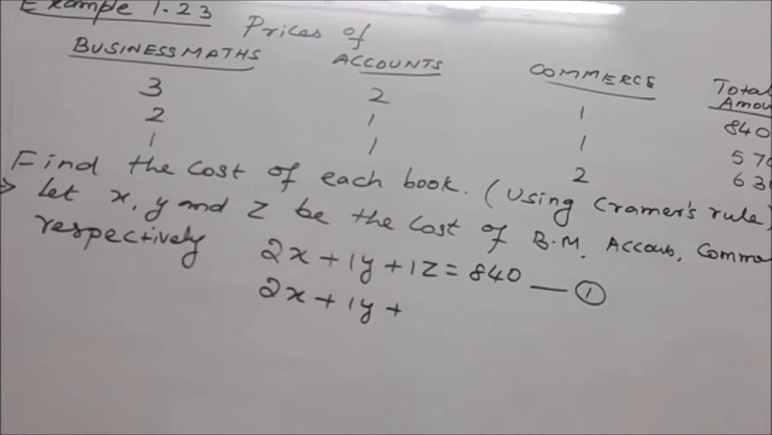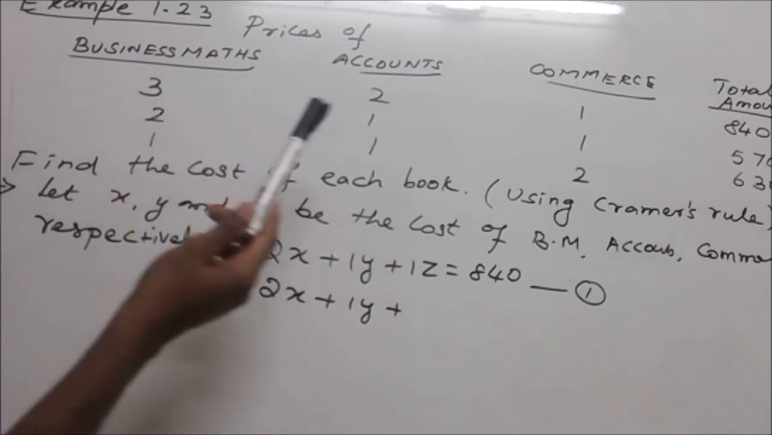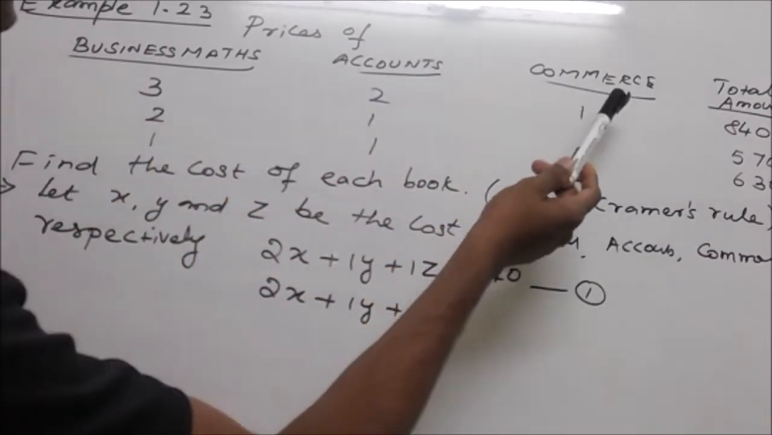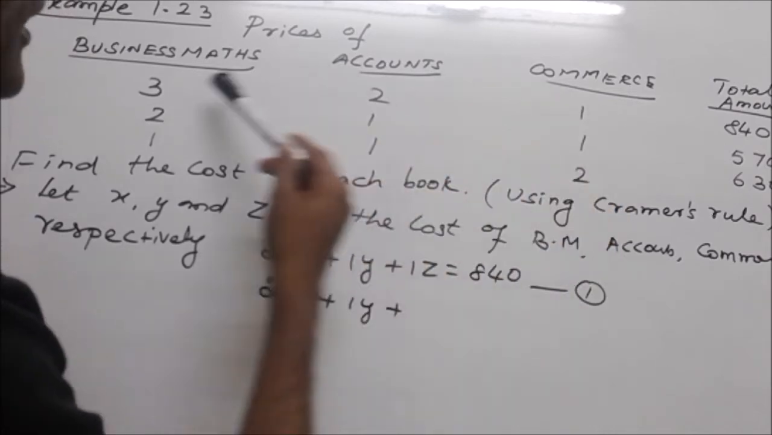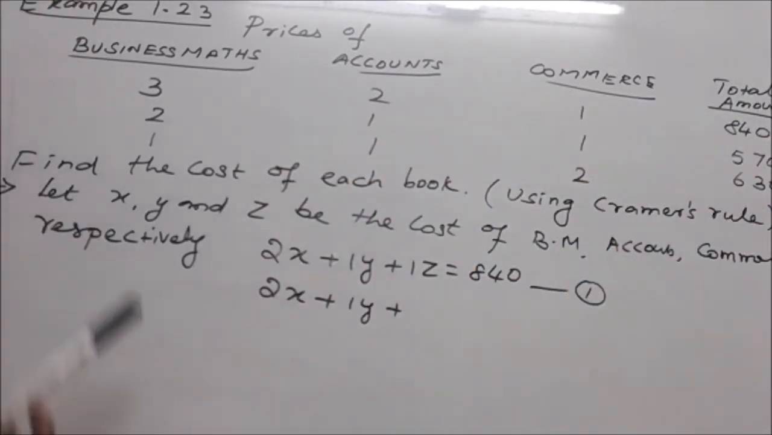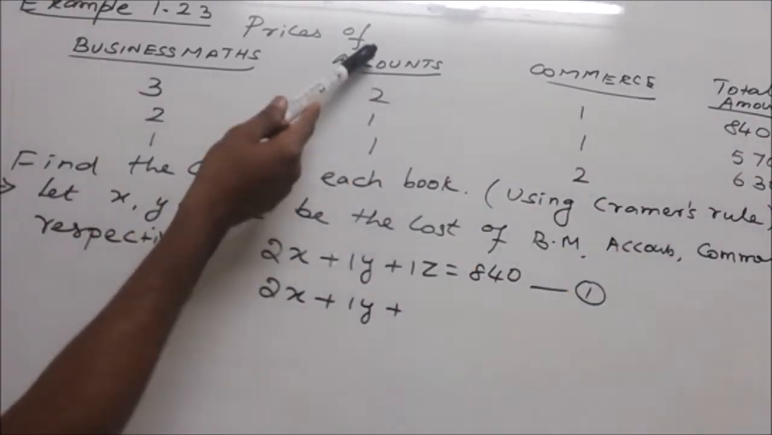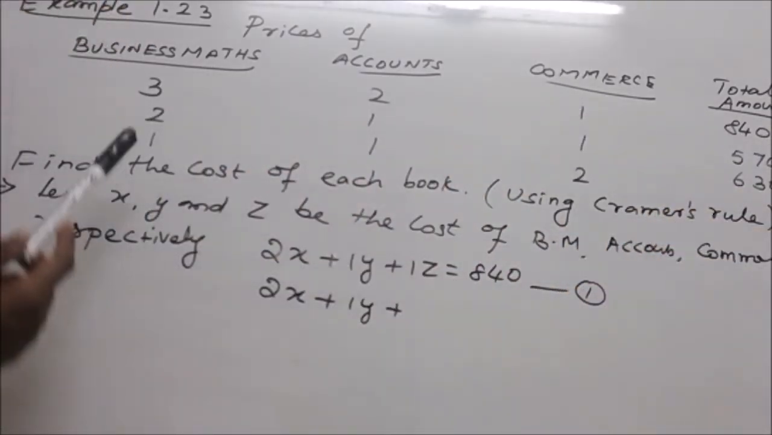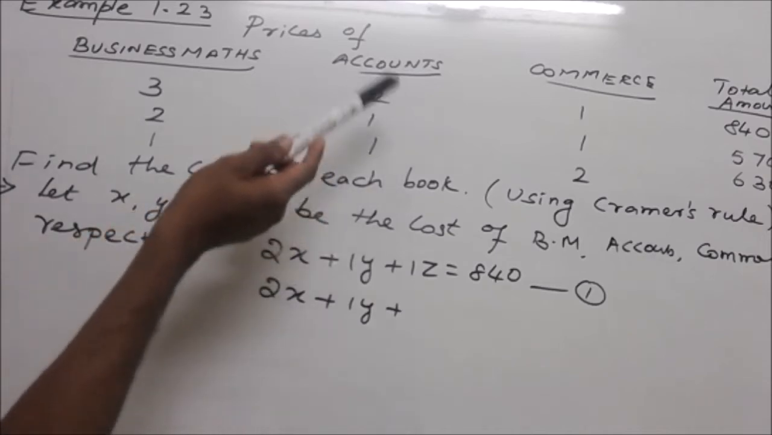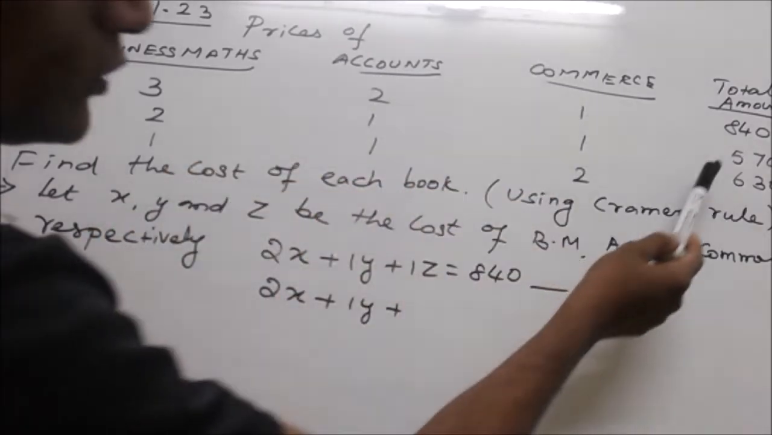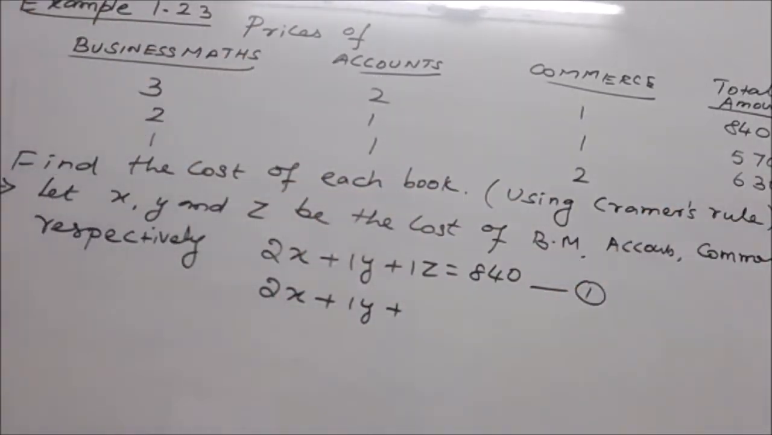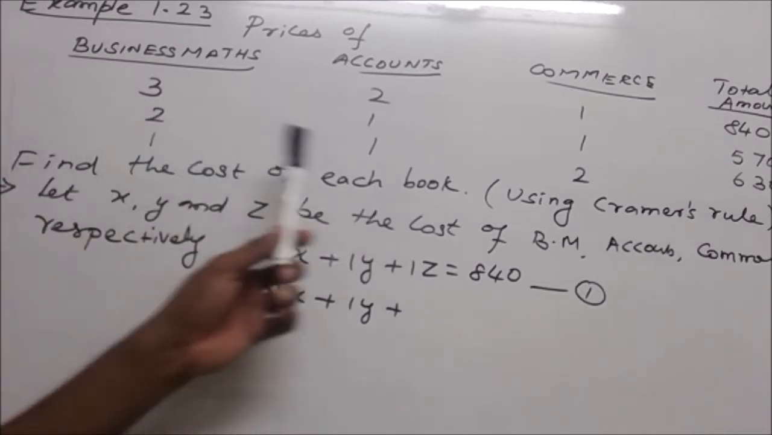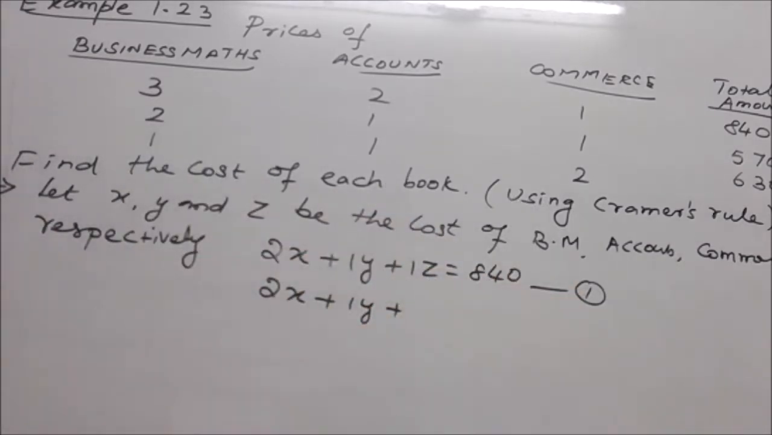Next, example 1.23. Given the prices of 3 business max books, 2 accounts books and 1 commerce book, totally 840; 2 business max books, 1 accounts book and 1 commerce book, total value equal to 570; and 1 business max book, 1 accounts book and 2 commerce books, total value 630. We should find the cost of each book by using Cramer's rule.